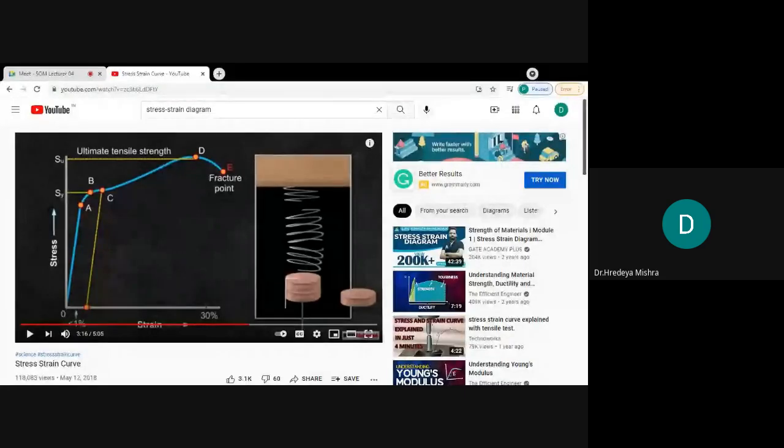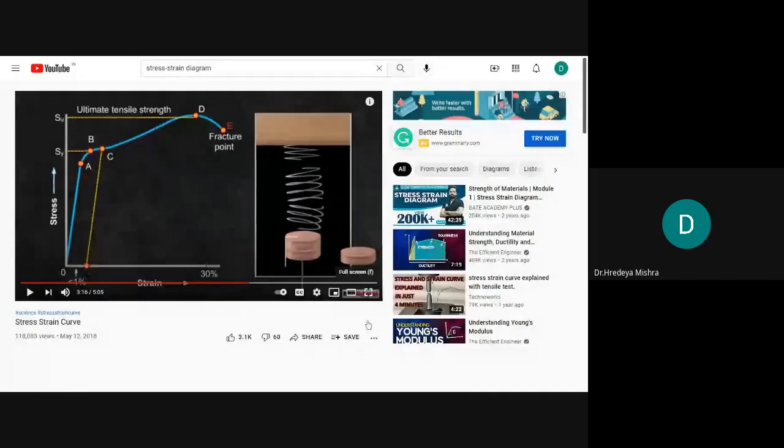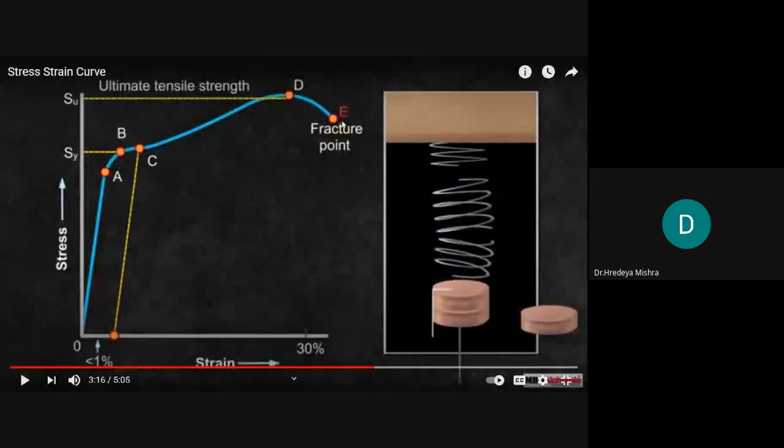After D, there is a point E. E is the fracture point. Means, like you see in this diagram, what happened? The specimen breaks down at the point E.